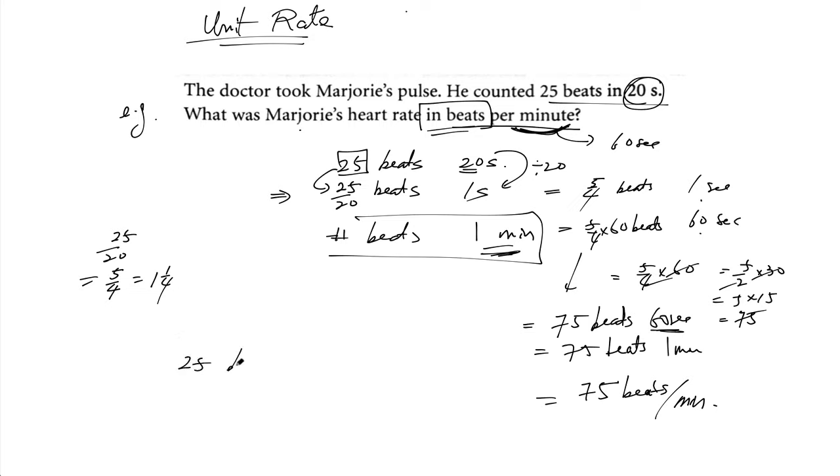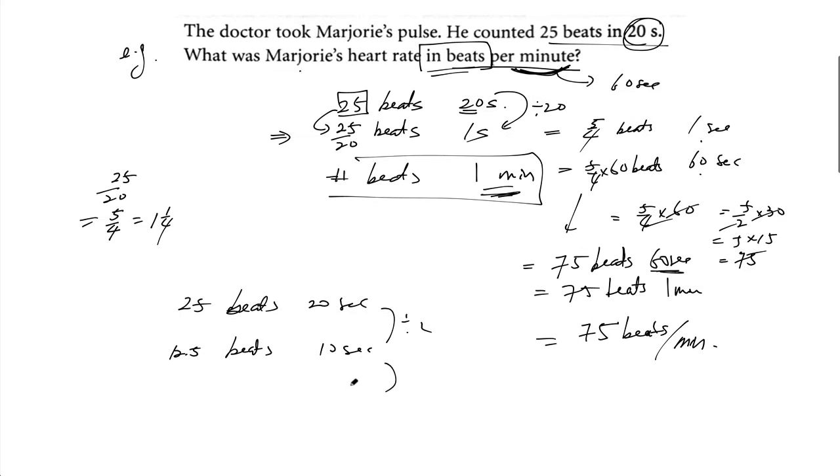So 25 beats in 20 seconds. Let's get it to 10 seconds. You just divide this by 2, and you get 10 seconds. If you divide the beats by 2, you get 12.5. And then to get 60 seconds, you just have to times it by 6. So 60 seconds, and you get 75. So therefore, it's 75 beats per minute. That's another way to do it.